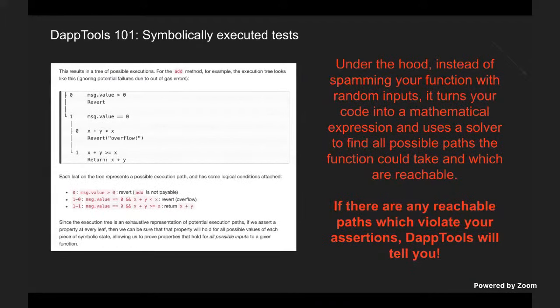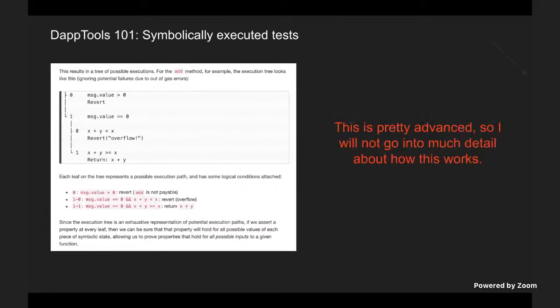We're not really going to go into depth about how symbolic execution works, but under the hood, it converts your code into math, and then it uses a math solver to find all the states your code can be in. And if any of those states violate your assertions, Dapptools lets you know. We're not going to go into detail.